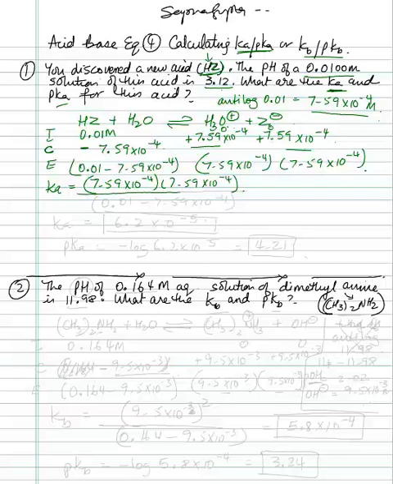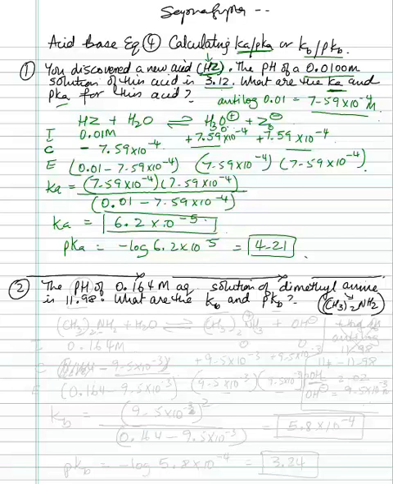You don't have to write it twice if you don't want to; you can just write it as squared. I'm just writing it so that you know what I'm doing. Divided by 0.01 minus 7.59 times 10 to the negative 4, that is your acid concentration now. Ka turns out to be 6.2 times 10 to the negative 5. Then pKa is equal to the negative log of 6.2 times 10 to the negative 5, which is 4.21. So those are our two answers for this problem.